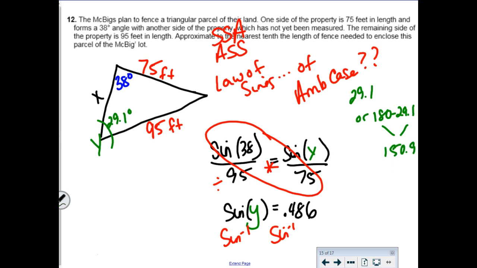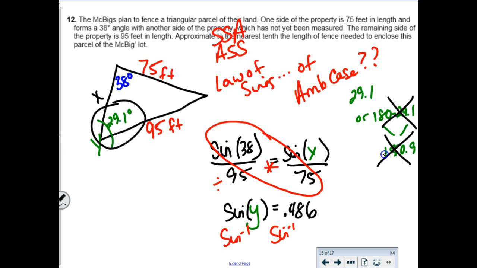Okay, so here's what I'm thinking, guys. If this angle was 150.9, and we already know there's an angle of 38, that's too big. Your triangle is going to go over 180 right away. So turns out in this case, the ambiguous case is not something we need to worry about. Thank goodness. That means we're almost home free.